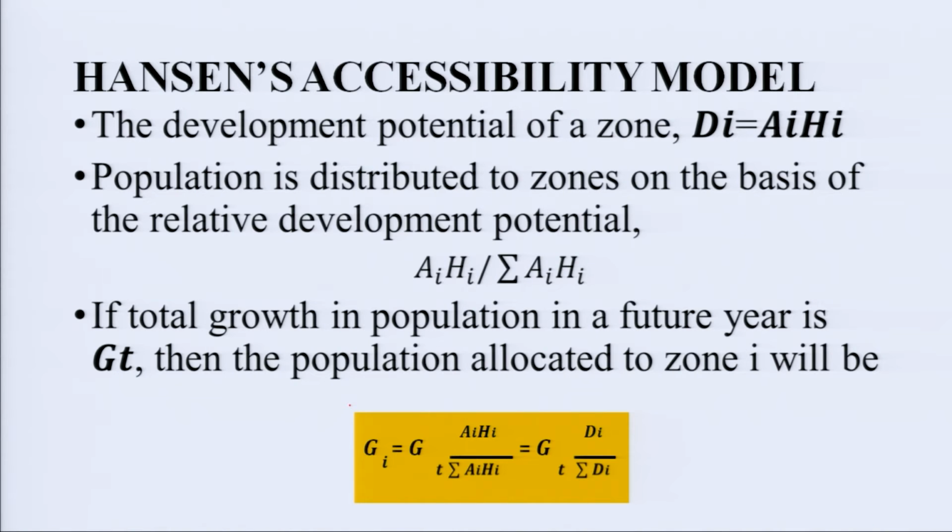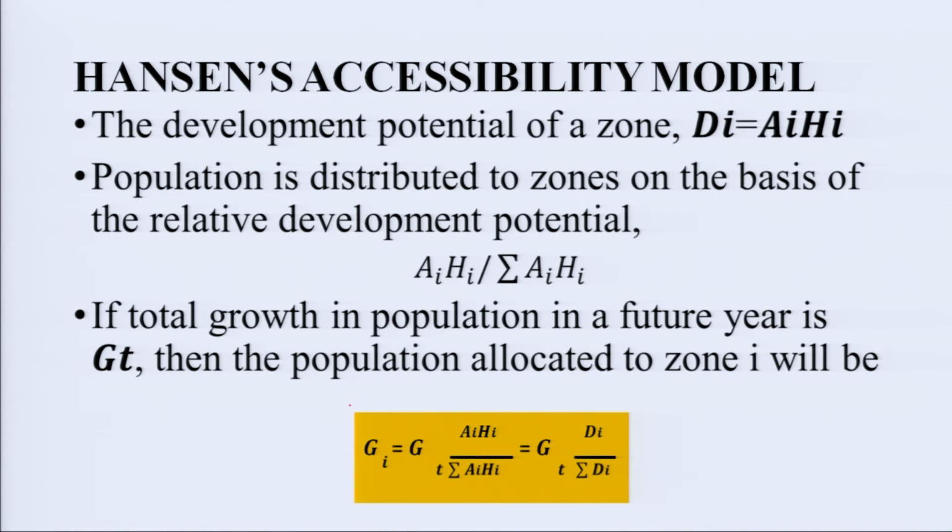The development potential of a zone, DI, will be equal to AI into HI. Here HI means holding capacity. The population is distributed to zones on the basis of the relative development potential. So, we can see here the potential is AI HI divided by the sum over AI HI.